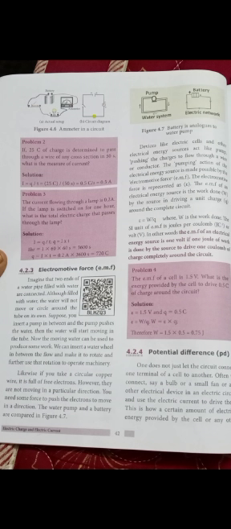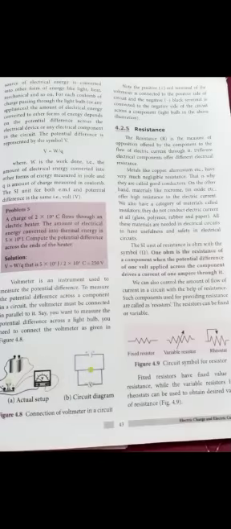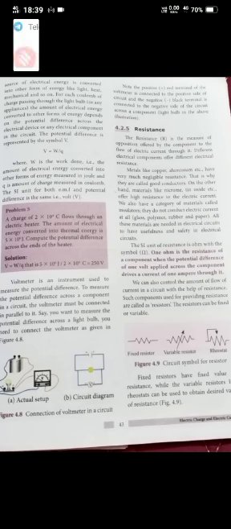For each coulomb of charge passing through the light bulb, the amount of electrical energy converted to other forms of energy depends on the potential difference across the electric device or any electrical component in the circuit. The potential difference is represented by the symbol V. V is equal to W by Q, where W is the work done, that is the amount of electrical energy converted into other forms of energy, measured in joule, and Q is the amount of charge measured in coulomb. The SI unit of both EMF and potential difference is the same, that is volt, V.